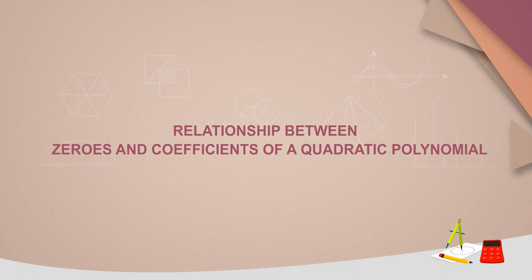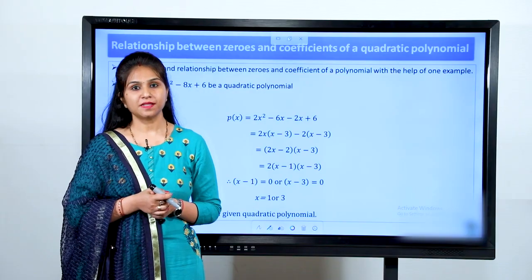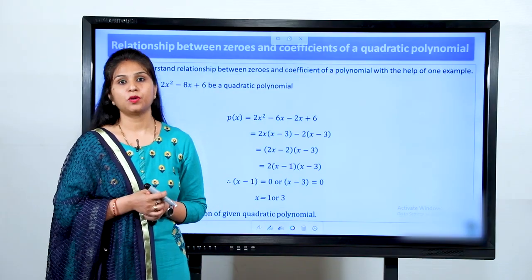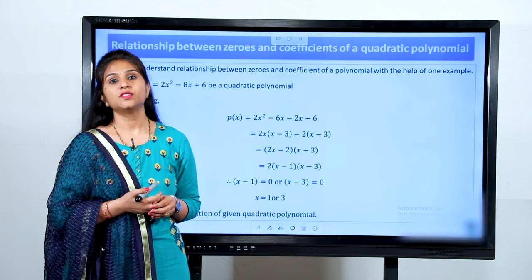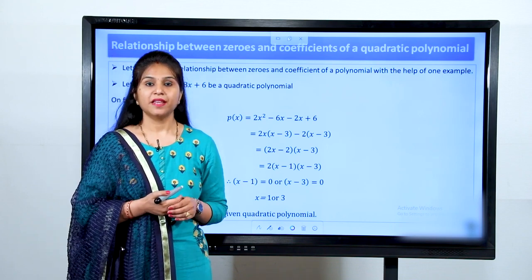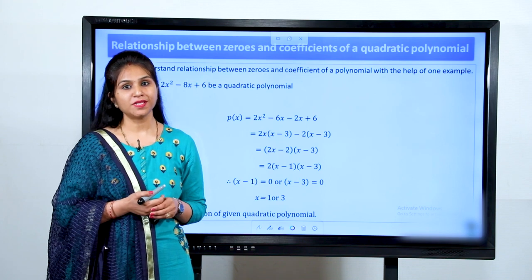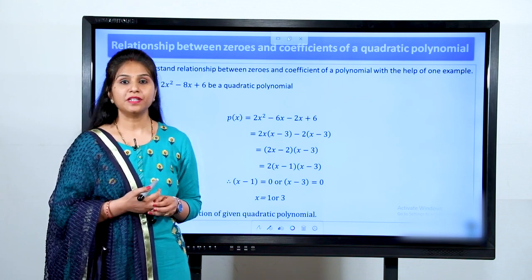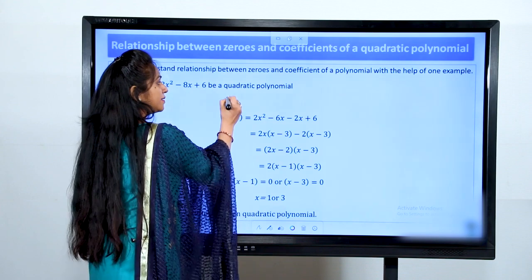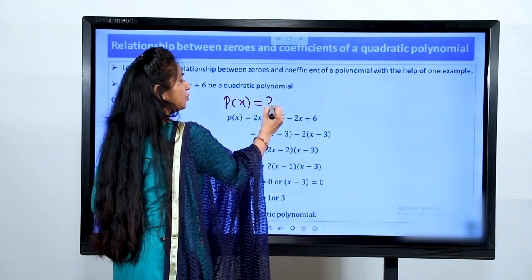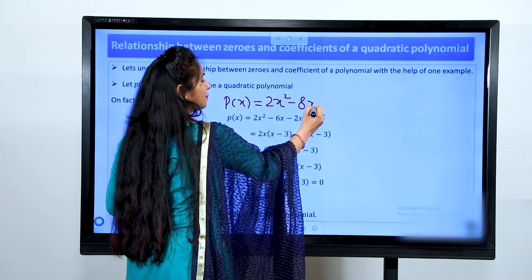Children, to discuss the relationship between the zeros and the coefficients of a polynomial, let us first start with the general form of a quadratic polynomial. So ax² + bx + c = 0 is the general form of a quadratic equation. Here, to find the relationship between the zeros and the coefficients, we will discuss this with the help of one example. So let us take an example of a polynomial: p(x) = 2x² - 8x + 6.